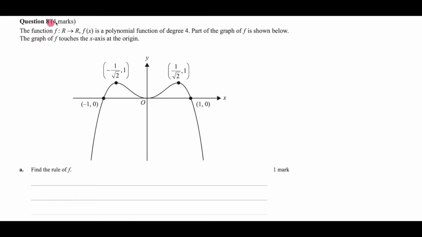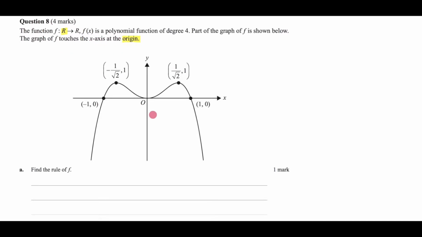We are working through question 8. Let's begin by giving it a read. It says the function f is a polynomial function of degree 4, and as you can see, its domain is all real numbers. Part of the graph of f is shown below. The graph of f touches the x-axis at the origin.